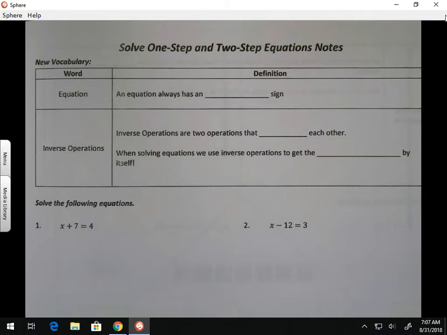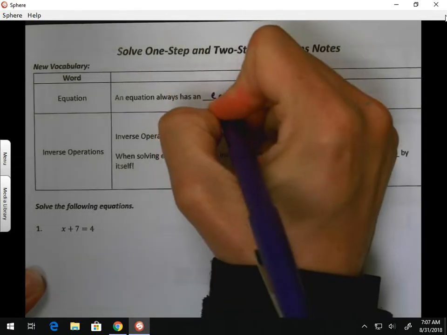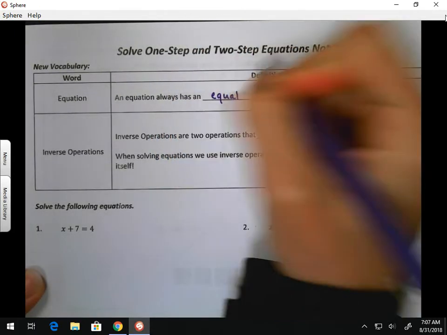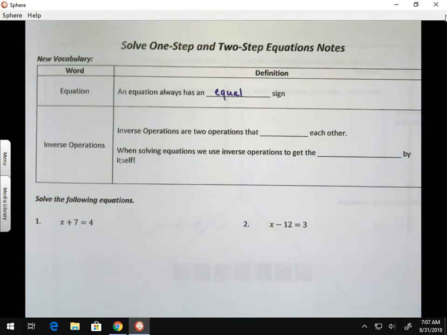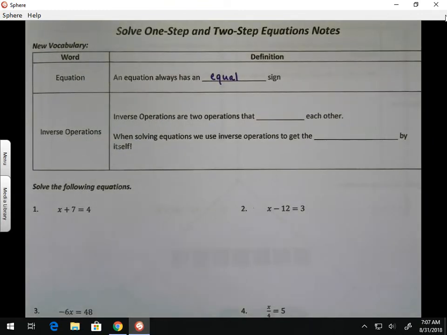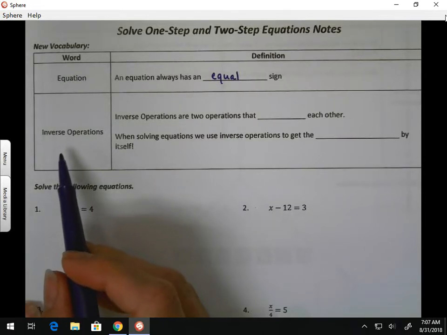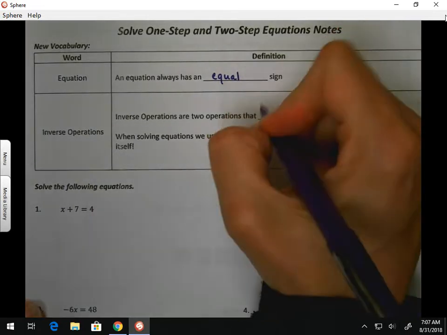So first, in terms of vocabulary, an equation, so we say an equation always has an equal sign, right? Which is obviously different from the expressions that we were talking about before. Expressions did not have an equal sign, and equations do. Now, you're going to hear me talk about inverse operations a lot. So inverse operations are two operations that undo each other.